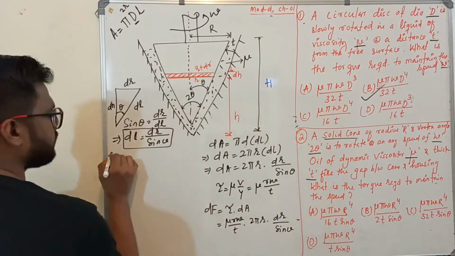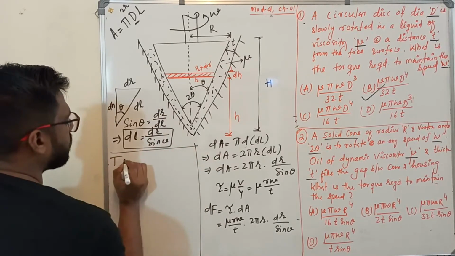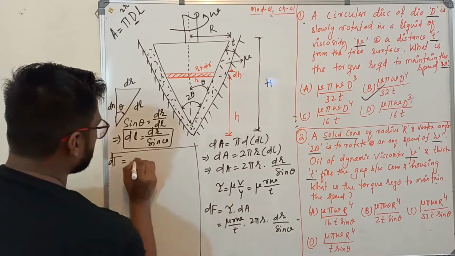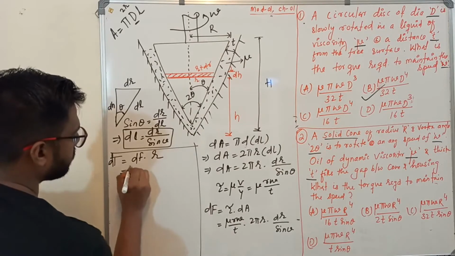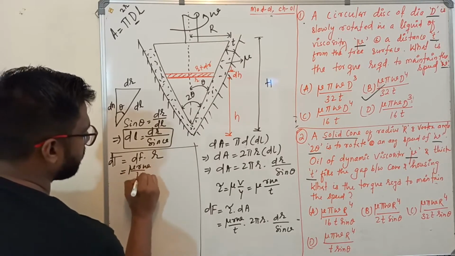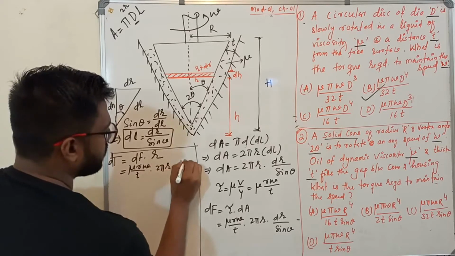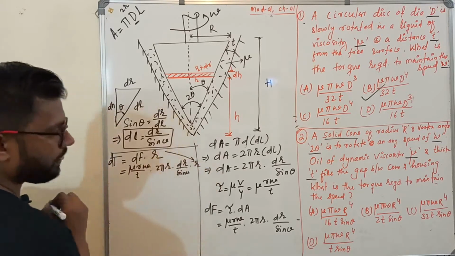This is your dF. Now what they are asking is to find t, the torque. So dT is equal to what? dF into r. What is your dF? dF equals mu r omega by t into 2 pi r into dr by sin theta. Don't forget this r. Okay.